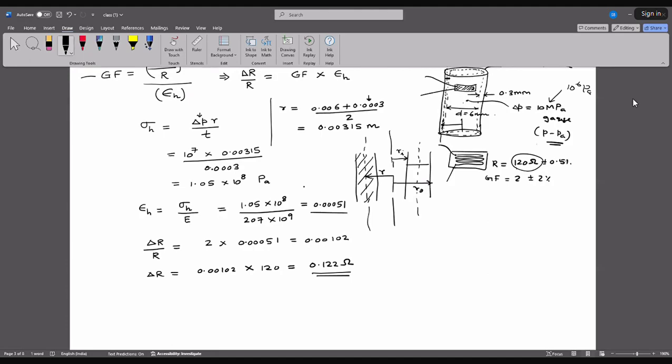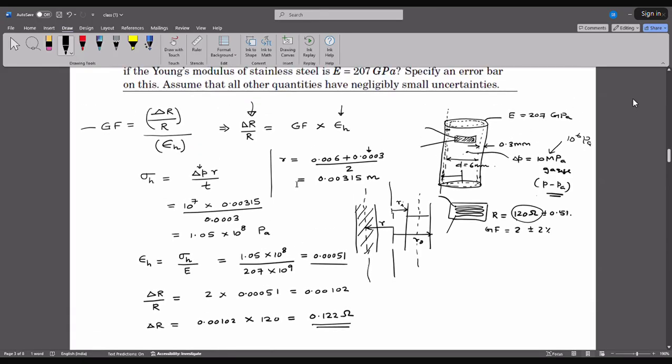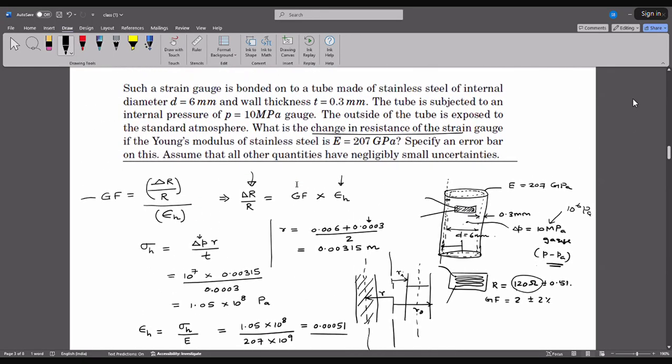Okay. So this basically finds the first part of the question, which is what is the change in resistance of the strain gauge if the Young's modulus of steel is given. Now the second part of the question is specify an error bar on this. Why will there be an error bar? Because resistance has got some uncertainty. Gauge factor has some uncertainty.